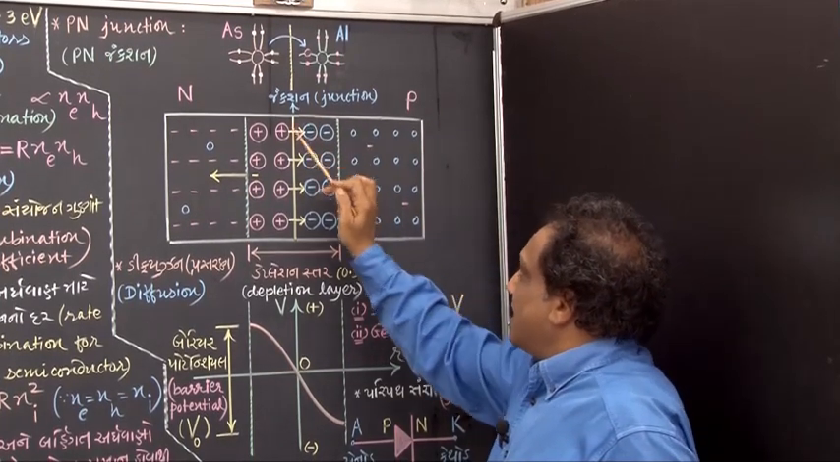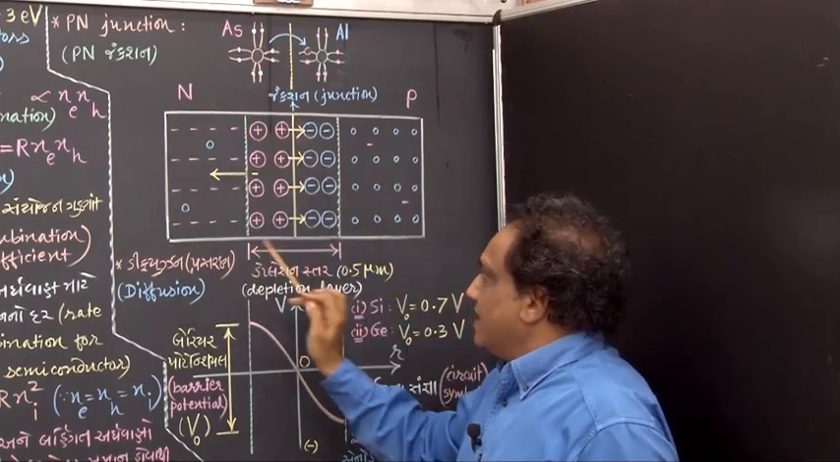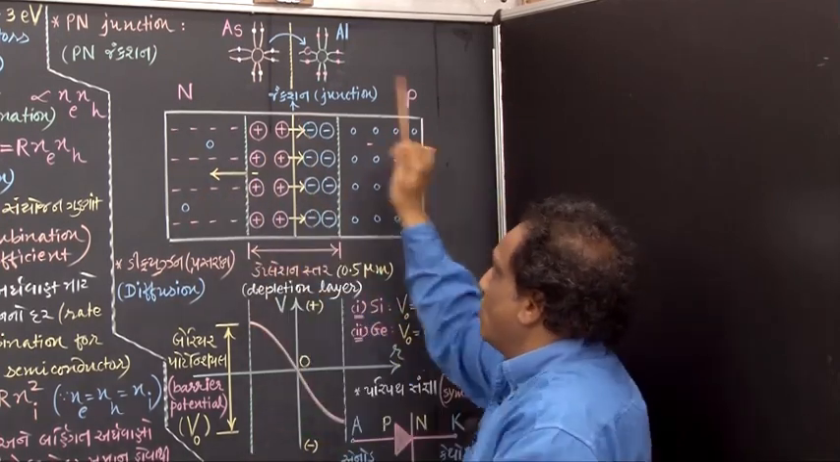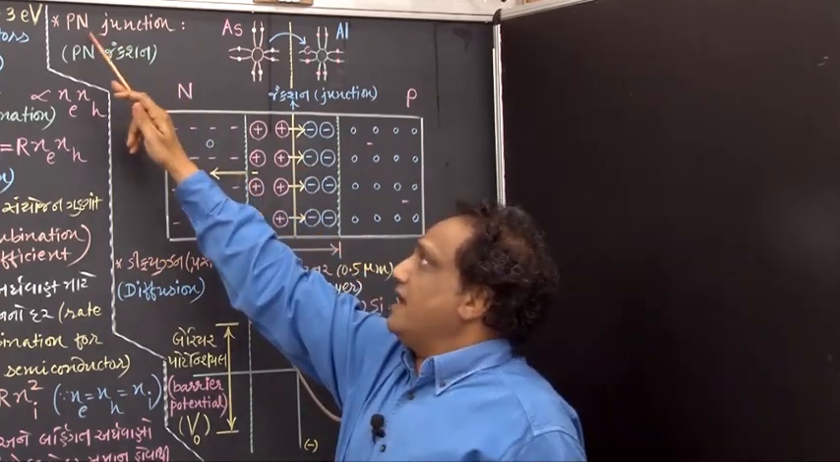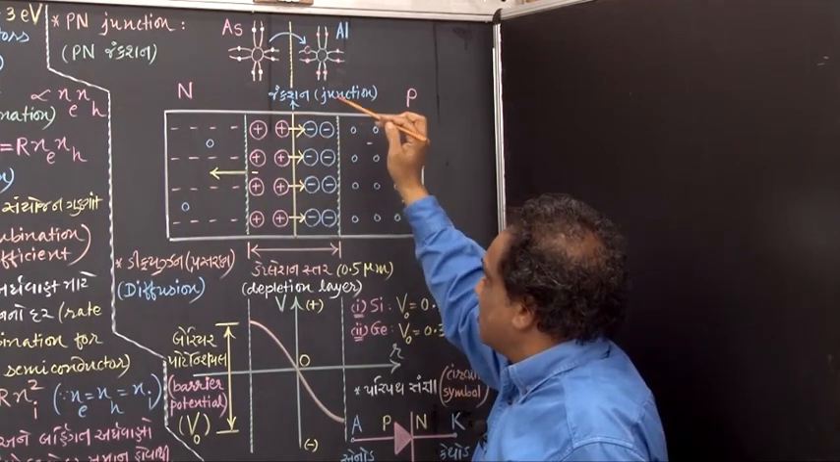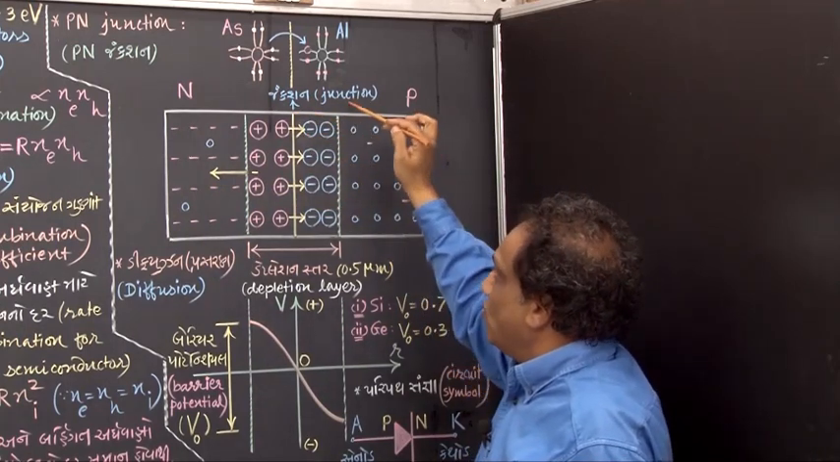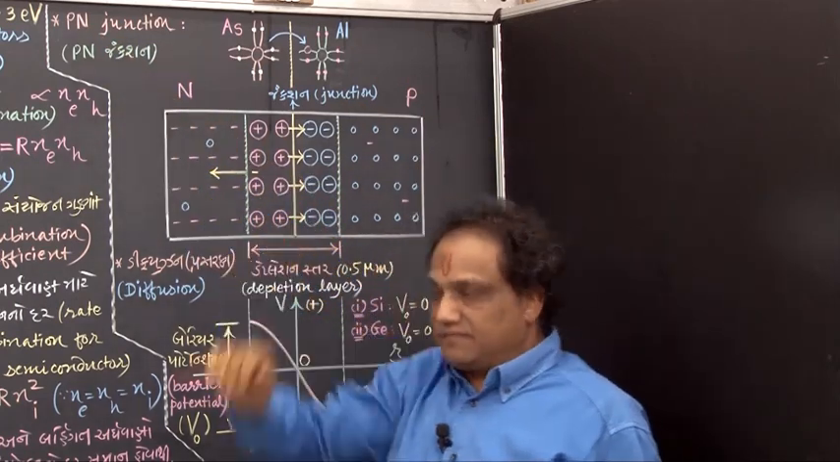Consider this as P-type semiconductor, correct? Consider this as N-type semiconductor. When you join them, the whole formation is known as P-N junction. This is the contact surface, which is called junction. Contact surface is called only junction. The whole formation is called P-N junction.